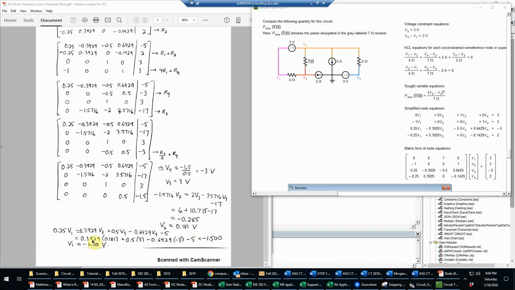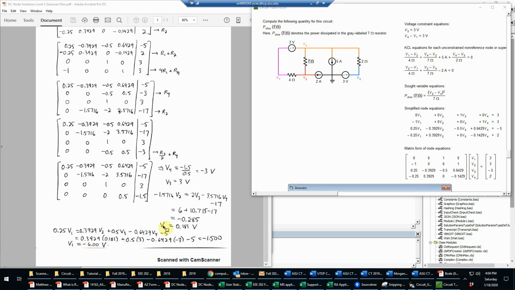And then of course we still have the minus 5, and so now we just enter that expression on a calculator, and that turns out to be negative 1.5, some trailing zeros, and then just dividing by the 0.25, we can easily see that that will be negative 6 for the answer of V1.